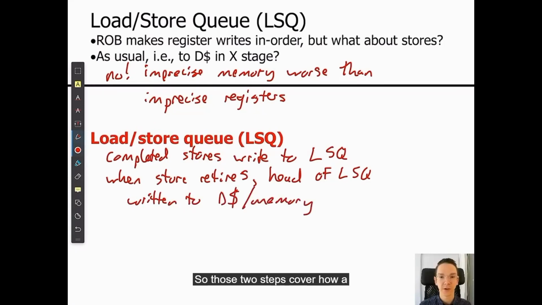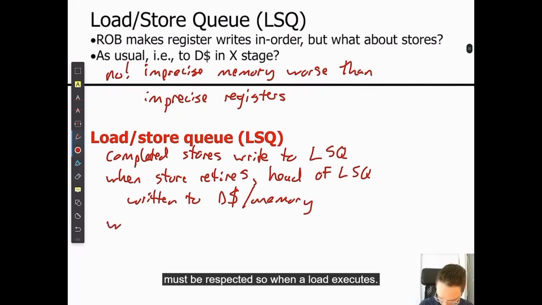So those two steps cover how a load store queue acts as a sort of functional unit for store instructions. But what about load instructions? Now, if a store writes to some address A and a younger load reads that same address A, of course the load must return the value written by the store. That is, this load and store that share the same address have a read after write dependence that must be respected.